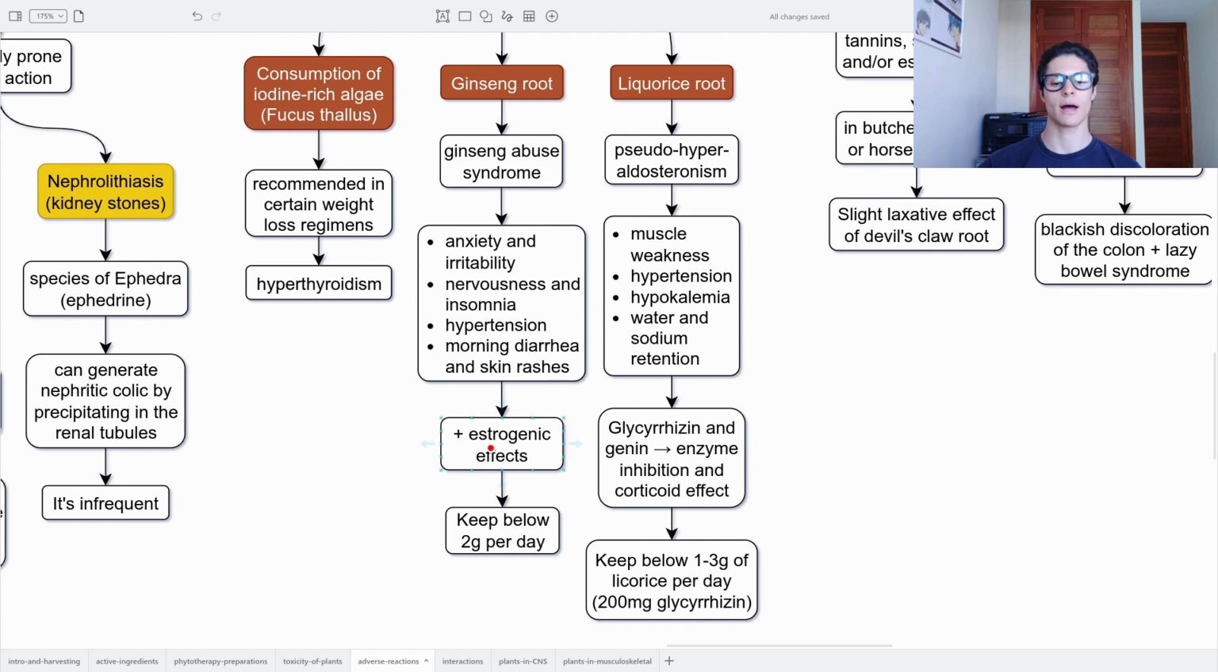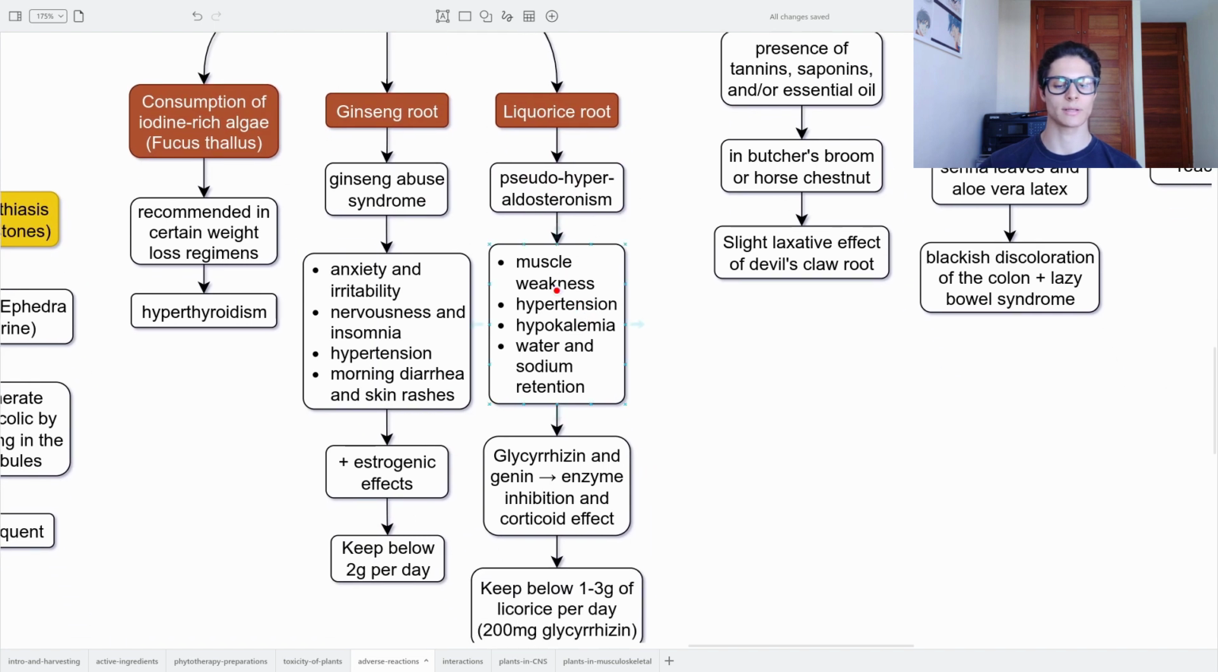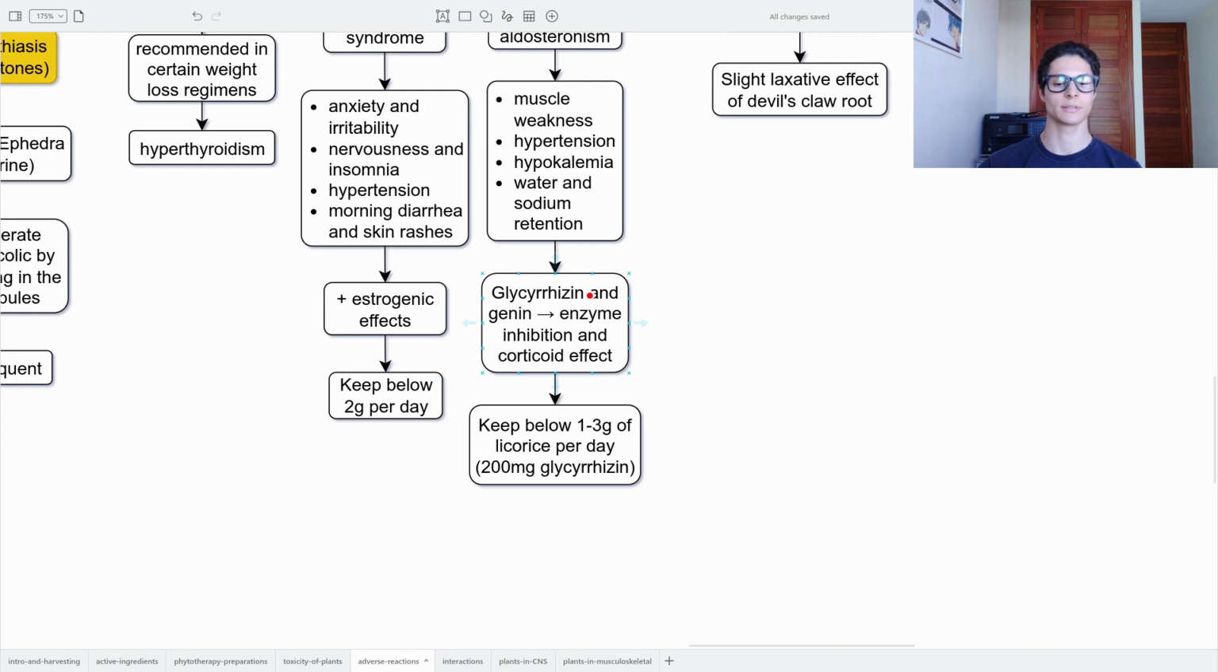This syndrome also has estrogenic effects, and that's why we need to keep the ginseng root consumption below 2 grams per day. Another root is the licorice root, which can give us a pseudo-hyperaldosteronism. This is muscle weakness, hypertension, hypokalemia, water and sodium retention. This is because of the glycyrrhizin and glycyrrhetinic acid, which are the active ingredients. These are enzyme inhibitors and they have corticoid effects.